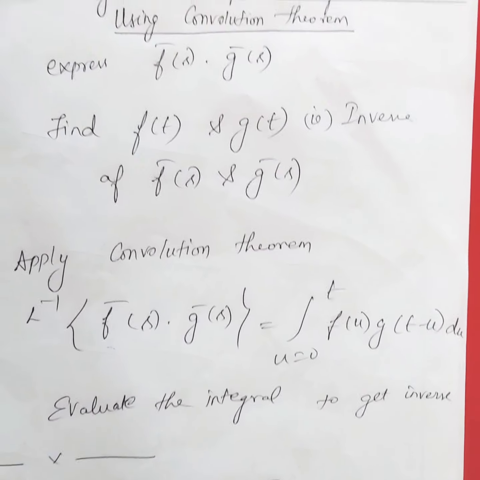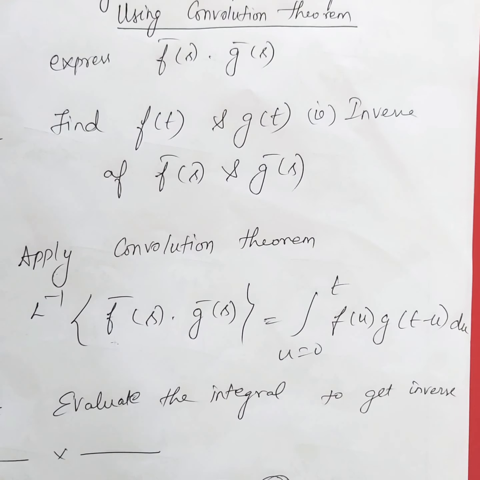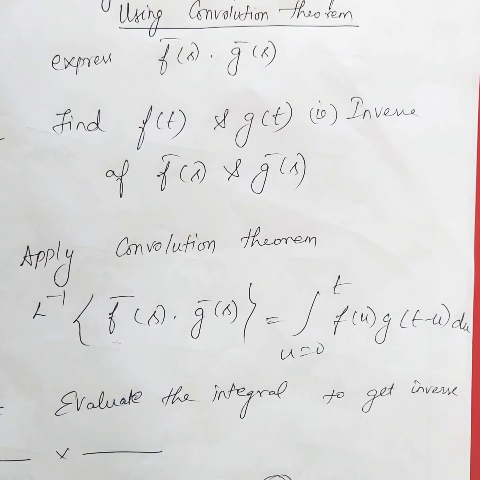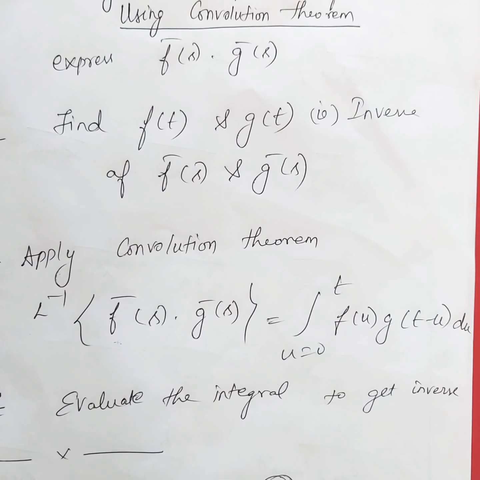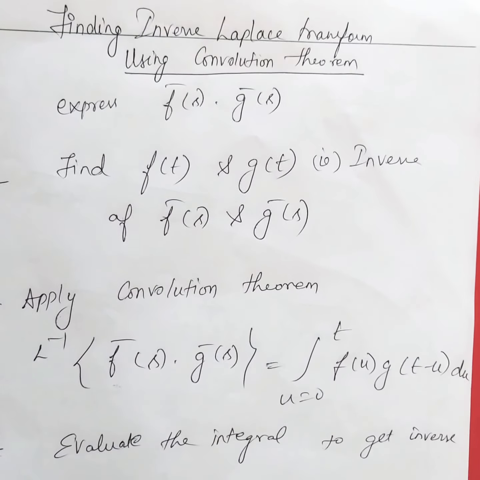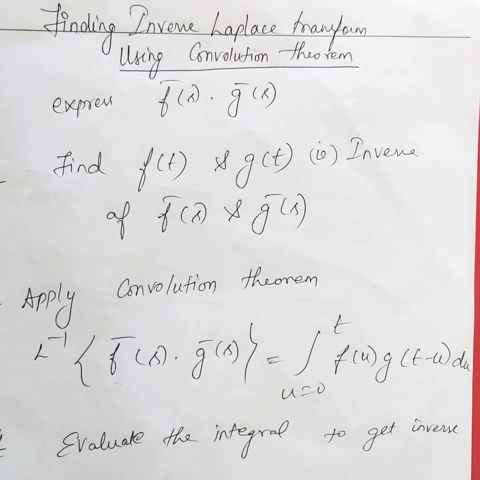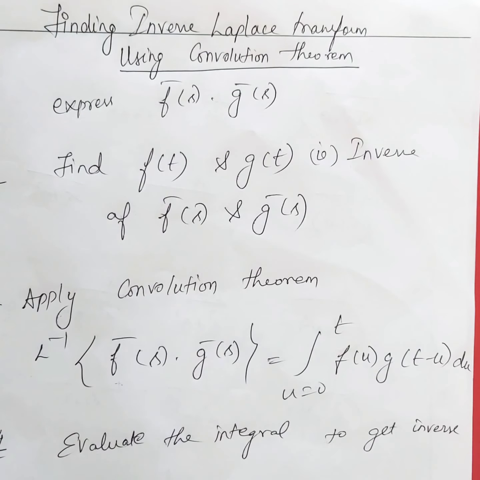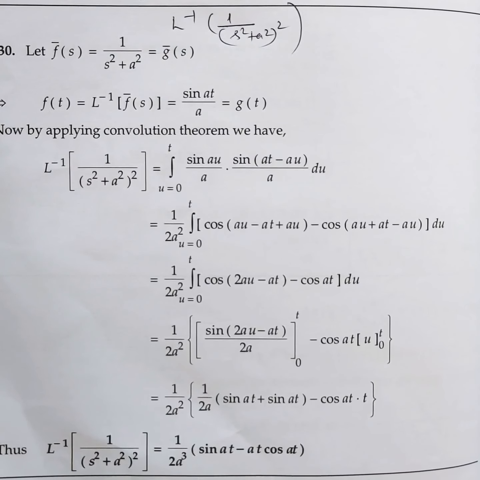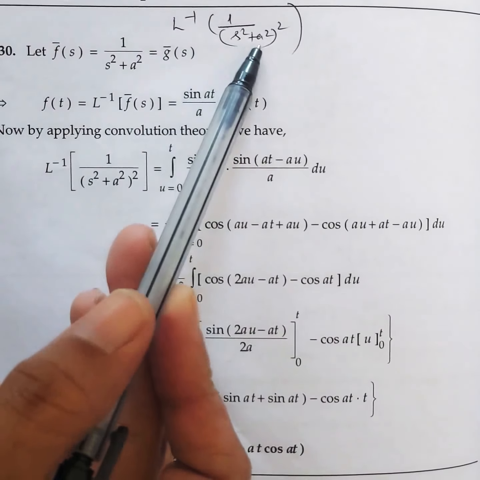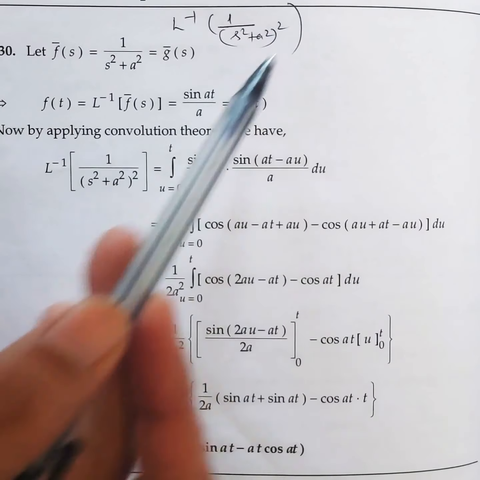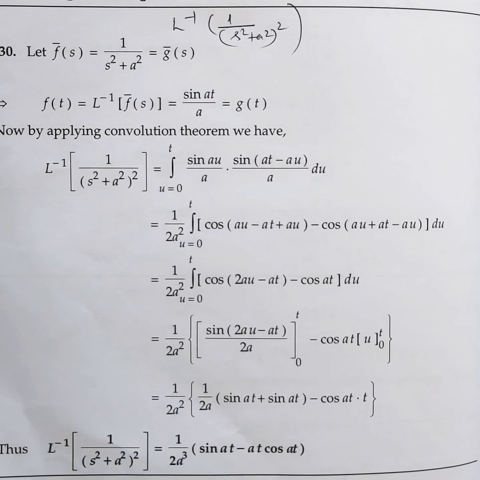So this is the procedure. As I told you, type 1 problem is like proving the convolution or verifying the convolution theorem, and type 2 is finding the inverse of the Laplace transform using the convolution theorem. Let's see a problem. Find the Laplace inverse of 1 by (s square plus a square) the whole square by using the convolution theorem.